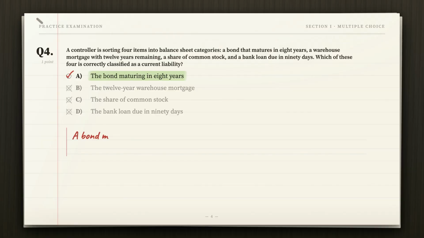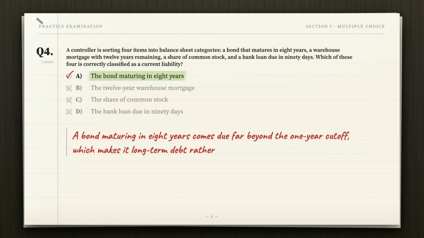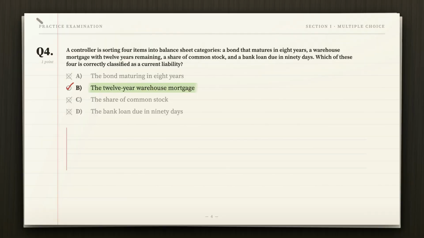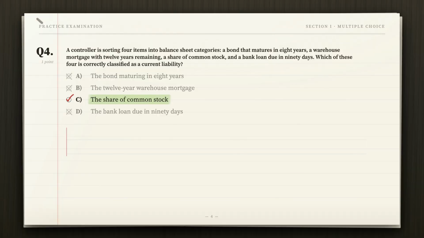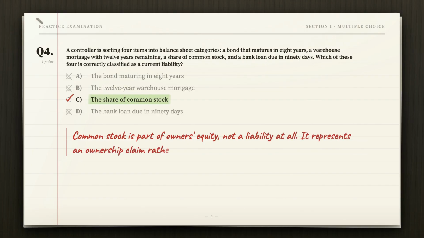A is wrong because a bond maturing in 8 years comes due far beyond the 1-year cutoff, which makes it long-term debt rather than a current liability. B is wrong because a mortgage with 12 years remaining is a long-term liability. Only a portion coming due within the next year would be treated as current, and the mortgage as described is long-term. C is wrong because common stock is part of owner's equity, not a liability at all. It represents an ownership claim rather than an obligation the company must repay.